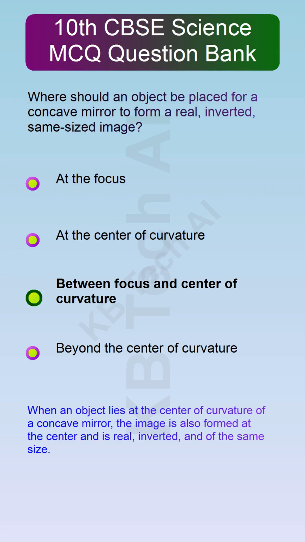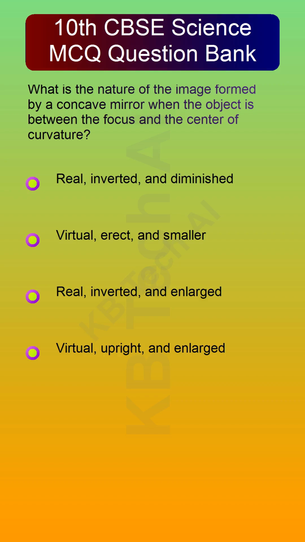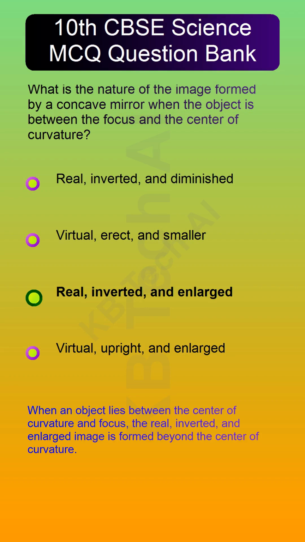The answer is option 3, between focus and center of curvature. What is the nature of the image formed by a concave mirror when the object is between the focus and the center of curvature? Option 1, real, inverted, and diminished. Option 2, virtual, erect, and smaller. Option 3, real, inverted, and enlarged. Option 4, virtual, upright, and enlarged. The answer is option 3, real, inverted, and enlarged.